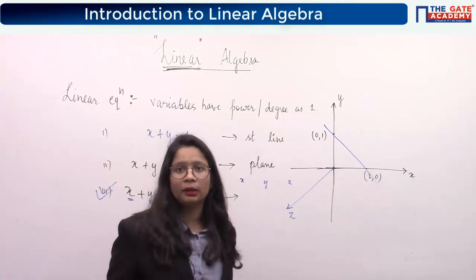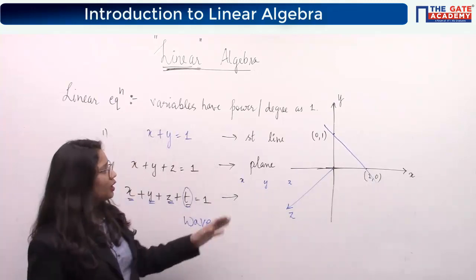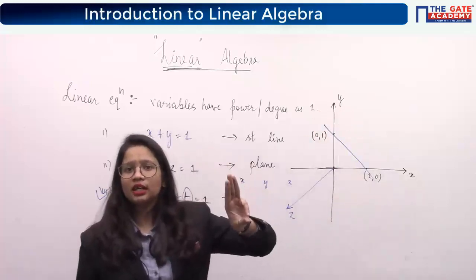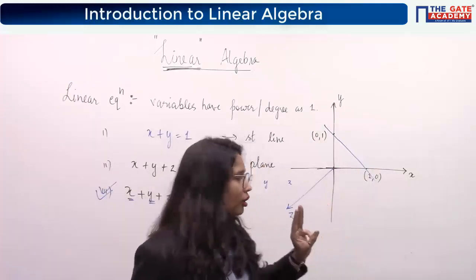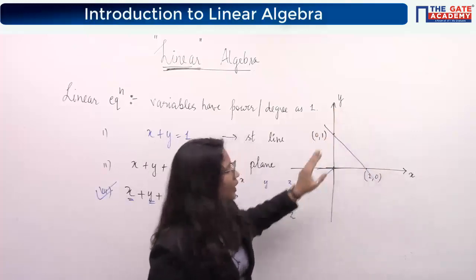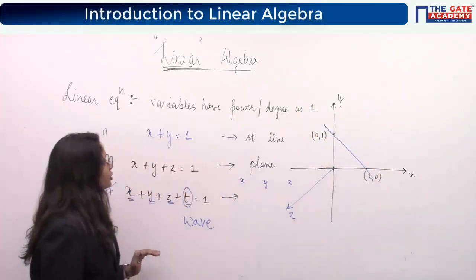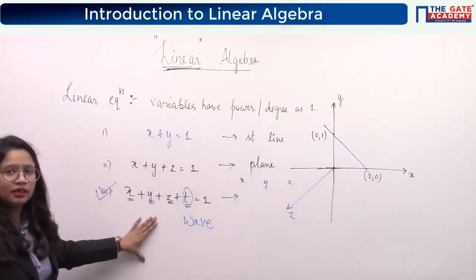But whatever it may be, you cannot draw it in your 3D Cartesian coordinates because we have only 3 orthogonal axes, that is x, y and z. Understood? Clear? So linear equations do have a meaning.